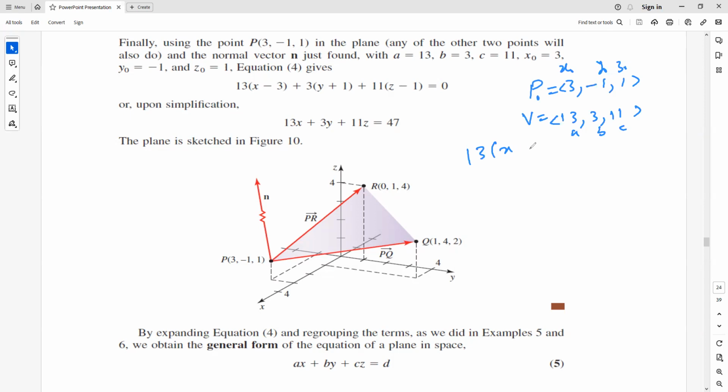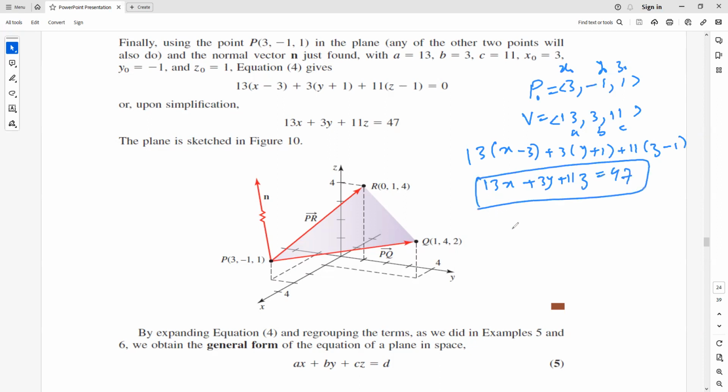So 13 into x minus 3 plus 3 into y plus 1 plus 11 times z minus 1. And by simplifying, we will get 13x plus 3y plus 11z equals 47. So this is the equation of the plane, right? And by finding the intercepts, we can easily draw this plane just as we drew it earlier in the previous example, right?